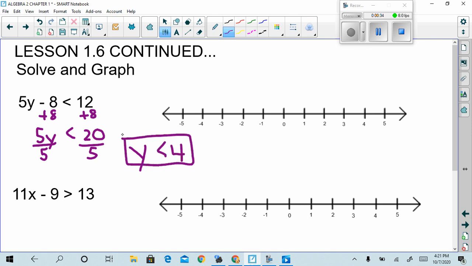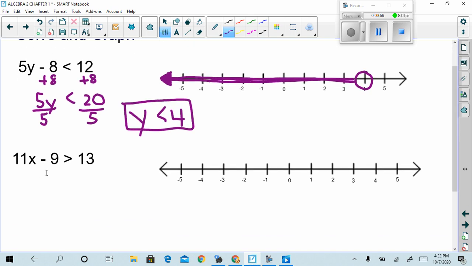This was a solve and graph question, so I'll find 4 on my number line. It will be the open circle, and I'll shade everything that is less than 4. That means all these values in the shaded area into negative infinity would make that a true statement. On to our second problem.